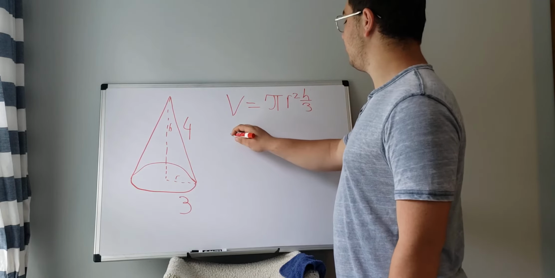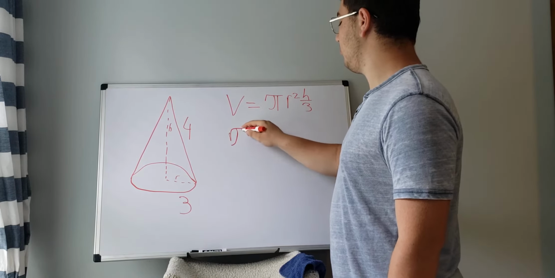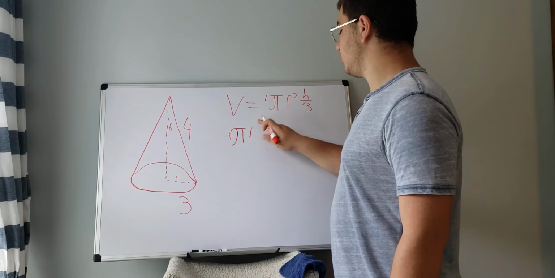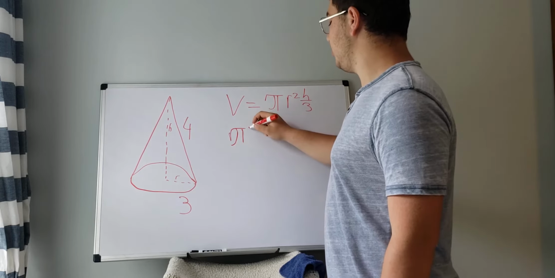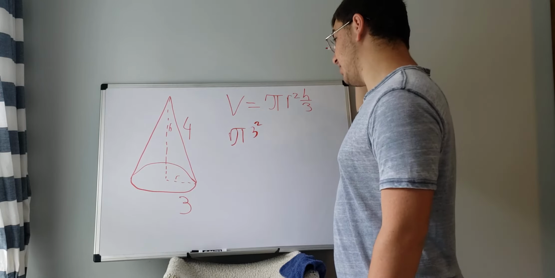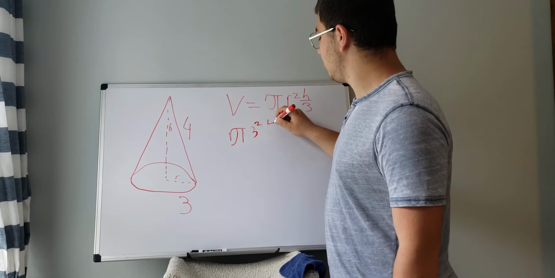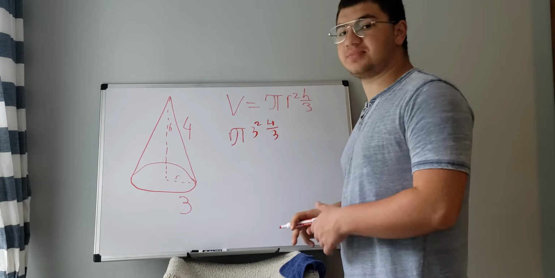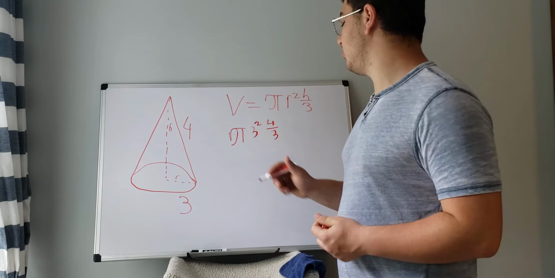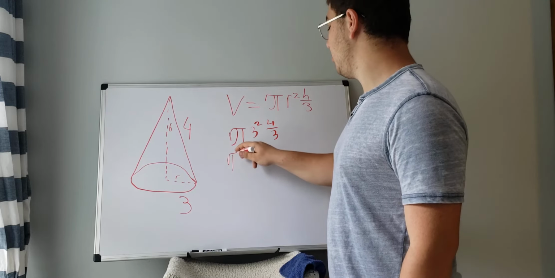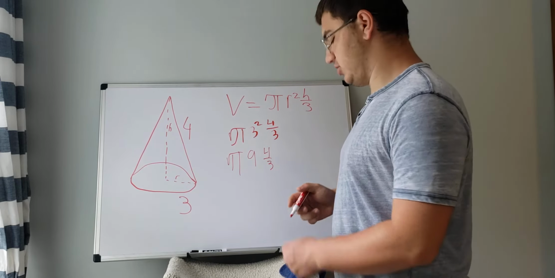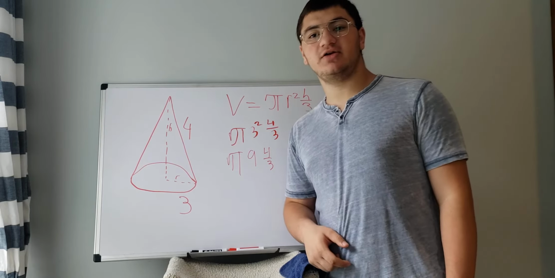So we have pi multiplied by the radius squared. Our radius is 3, so 3 squared, and then the height divided by 3. The height is 4, so we divide that by 3. You can use a calculator, but I like to simplify it first. We have pi times 3 squared, 3 times 3 is 9, times 4/3. Now you can use a calculator to check your answer.